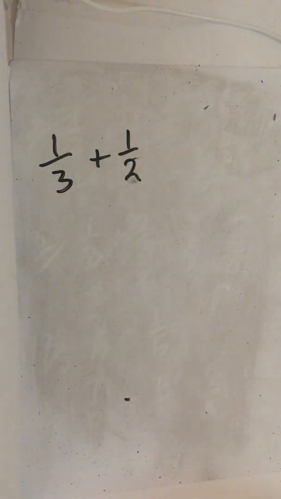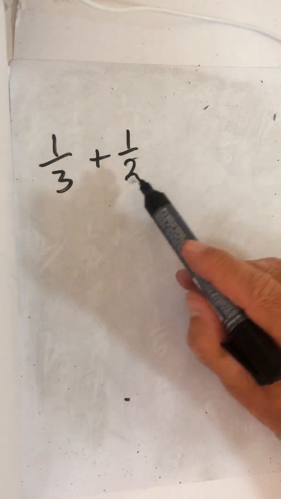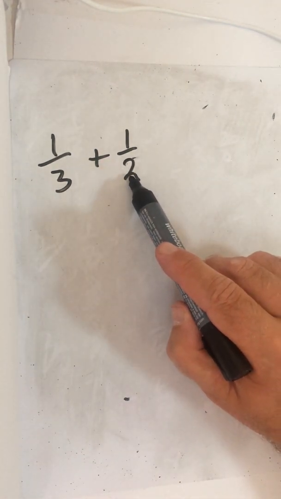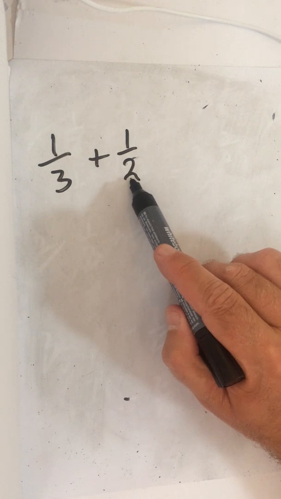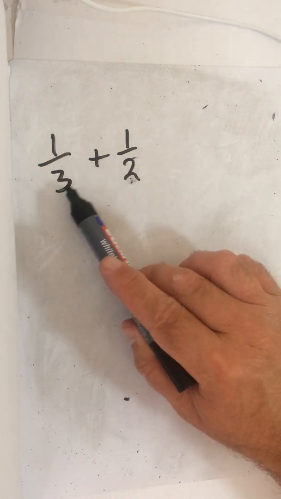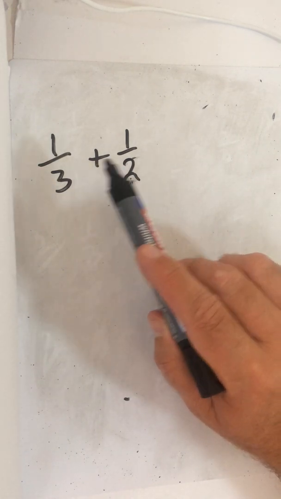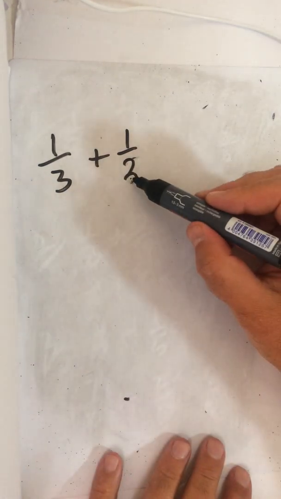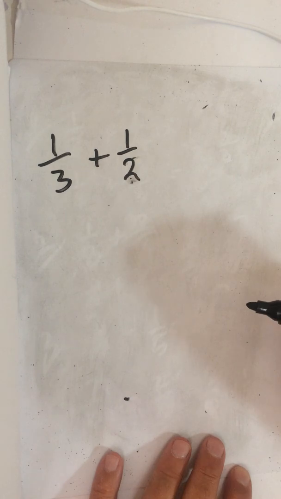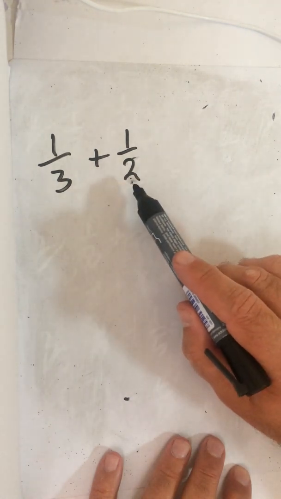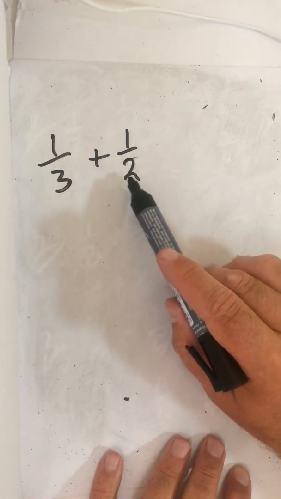Okay, 1/3 plus 1/2. Now from this one I can see that 2 won't go into 3, and my smallest denominator will not go into my biggest denominator. So what I have to do is convert them both, and I have to find a common denominator, a number both will go into.